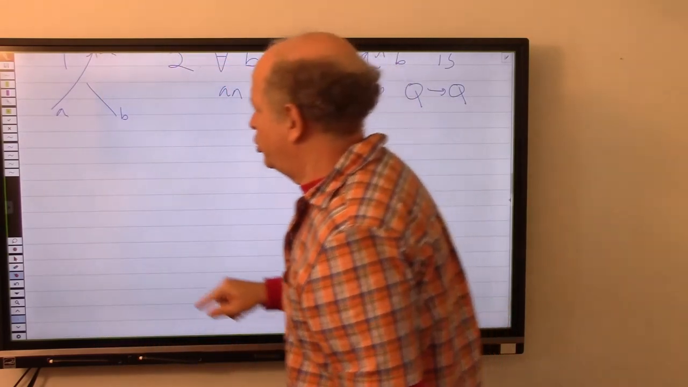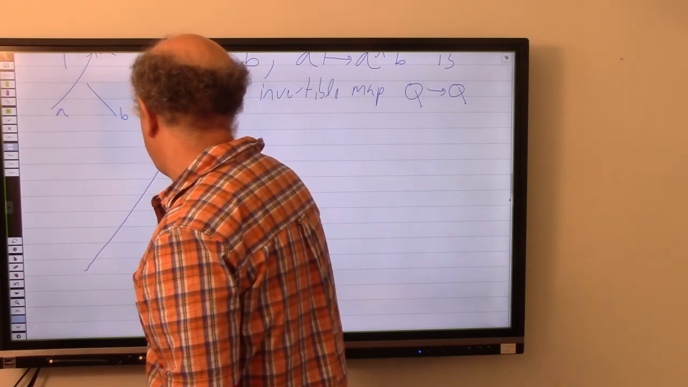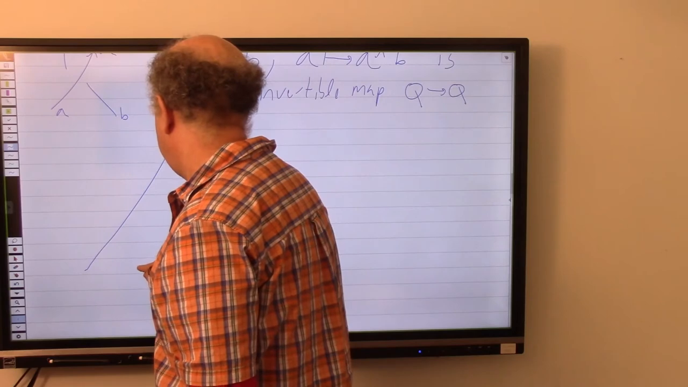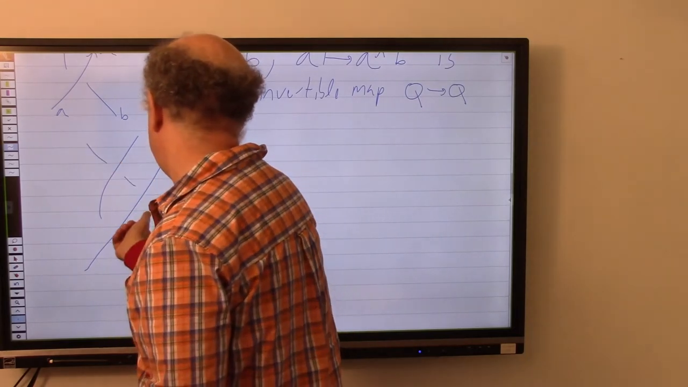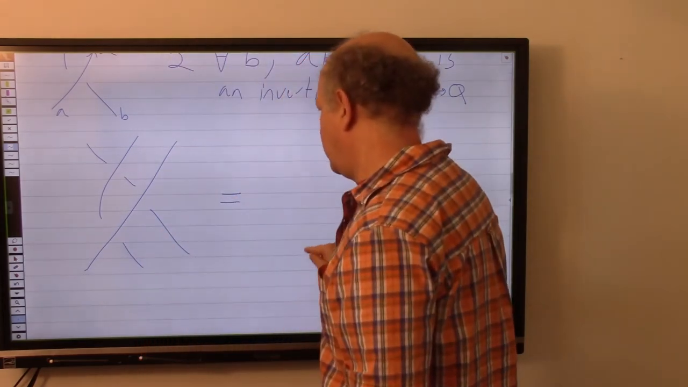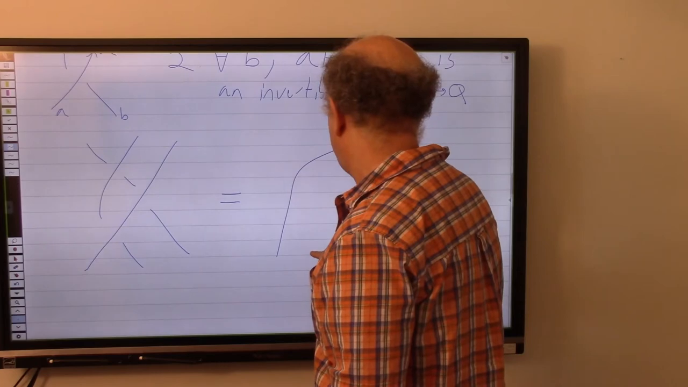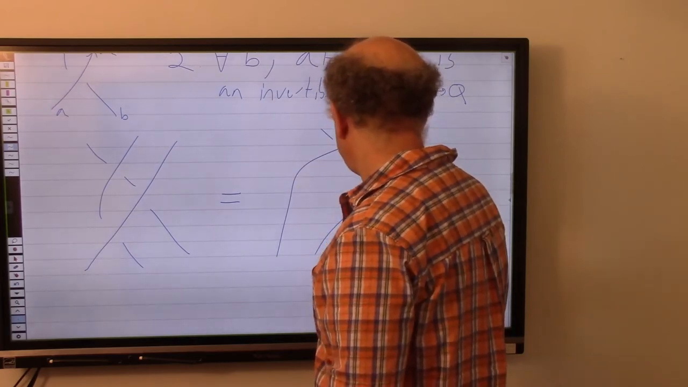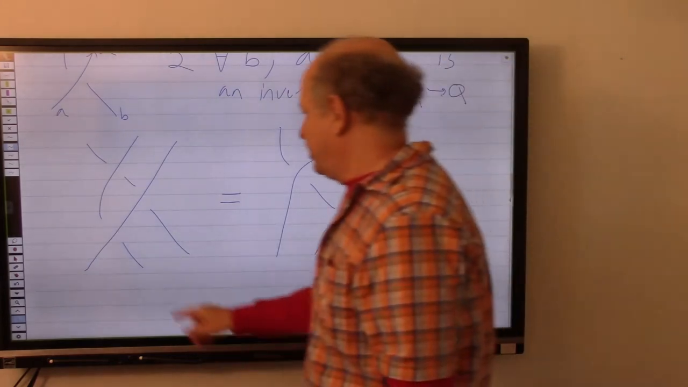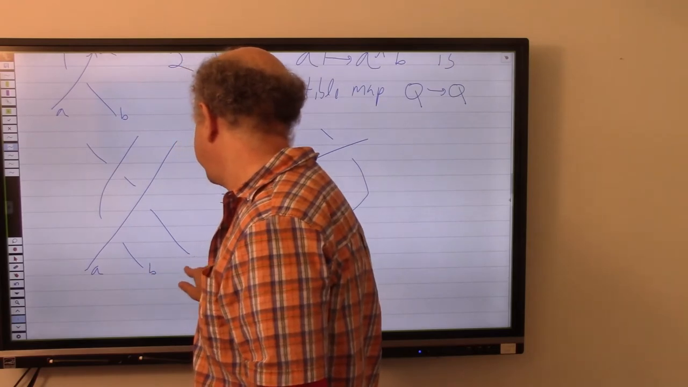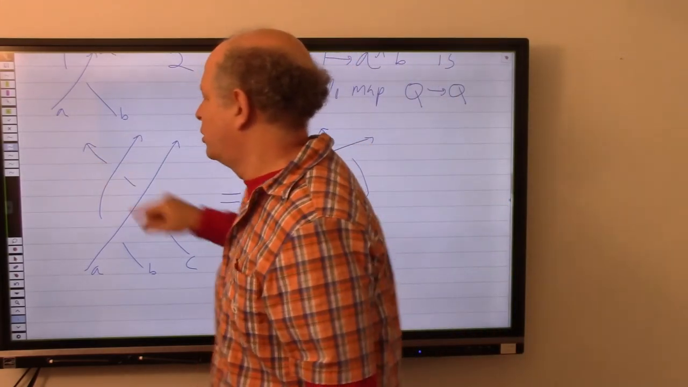So Reidemeister 3. Let me try to draw the two sides of Reidemeister 3. I don't know why it's always difficult for me to draw Reidemeister 3. So this is equal to that. Is this Reidemeister 3? I think it is. Sorry, it's not the cleanest Reidemeister 3. But now suppose there are three inputs, A, B, and C. Three colors are coloring at the bottom, and I want to make sure that they come out the same way.